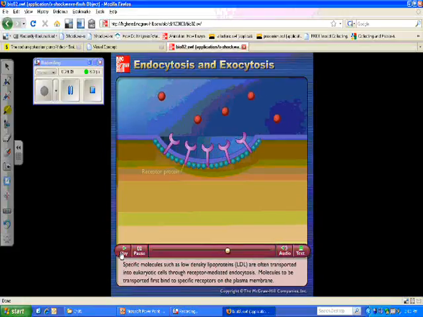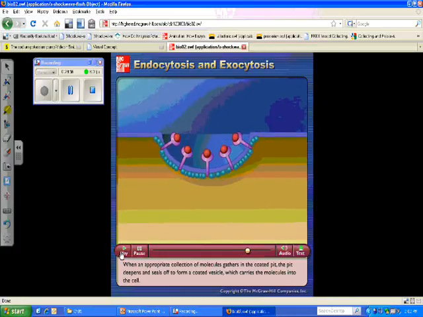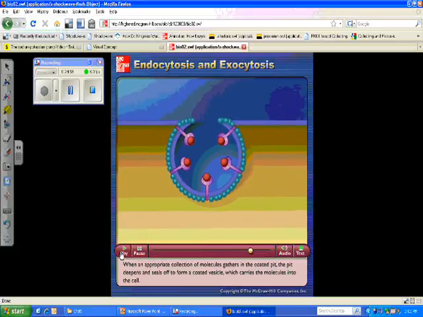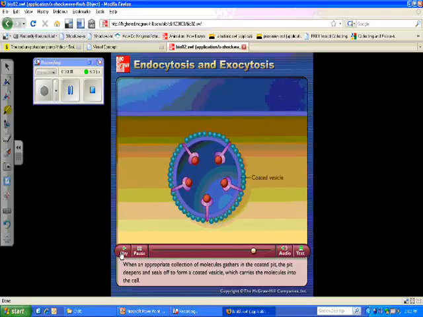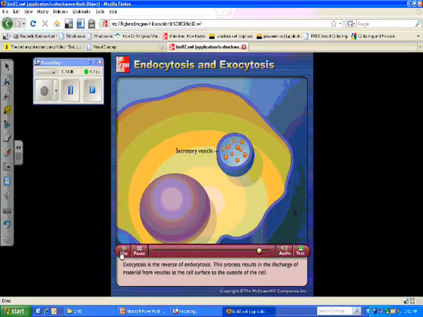Bind to specific receptors on the plasma membrane. The interior portion of the receptor protein is embedded in the membrane. The protein clathrin coats the inside of the membrane in the area of the pit. When an appropriate collection of molecules gathers in the coated pit, the pit deepens and seals off to form a coated vesicle, which carries the molecules into the cell. Exocytosis is the reverse of endocytosis. This process results in the discharge of material from vesicles at the cell surface to the outside of the cell.